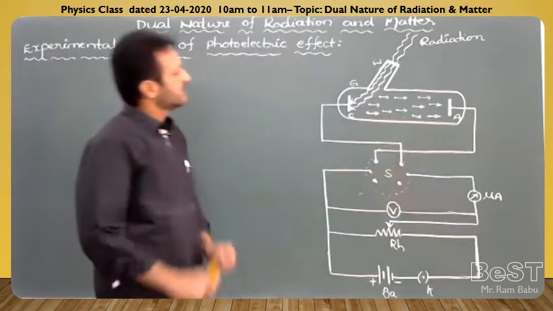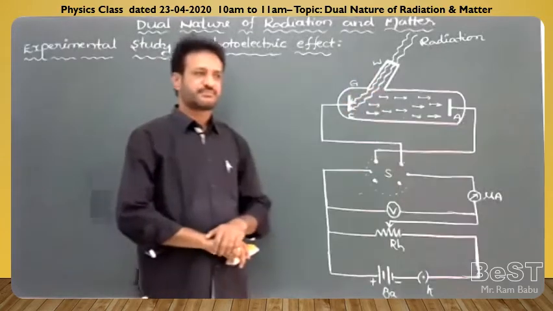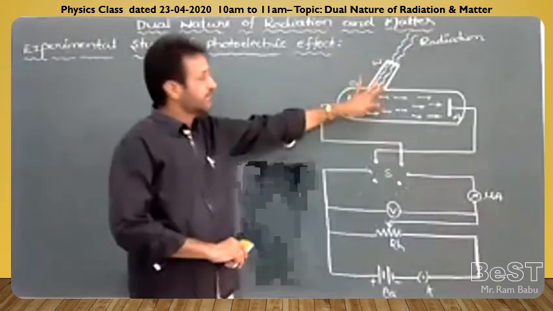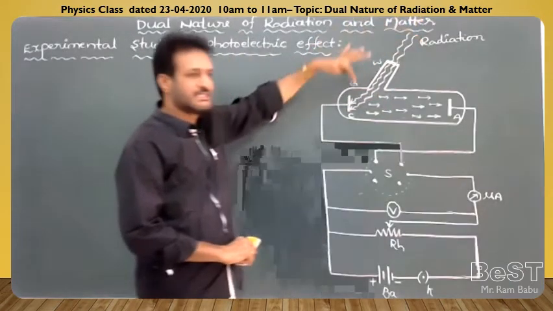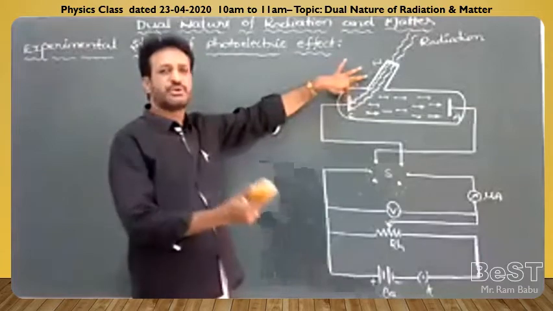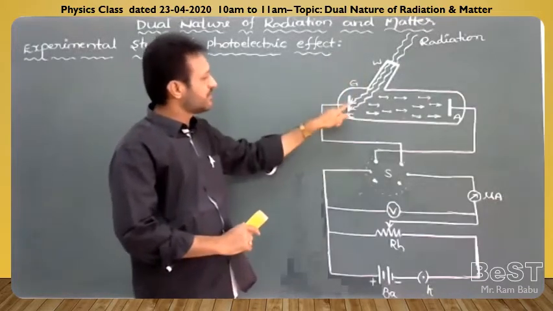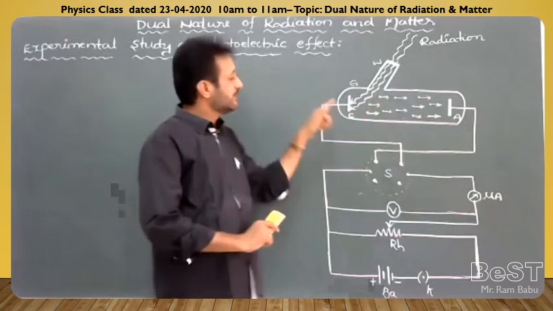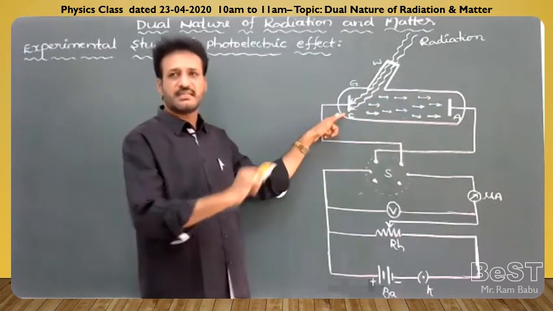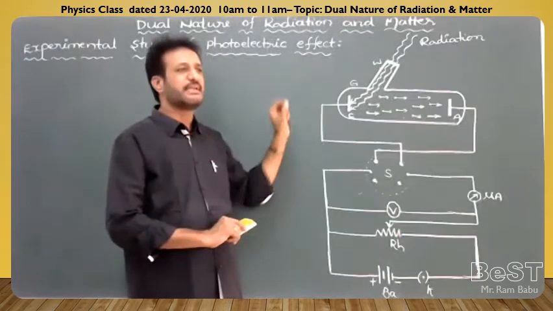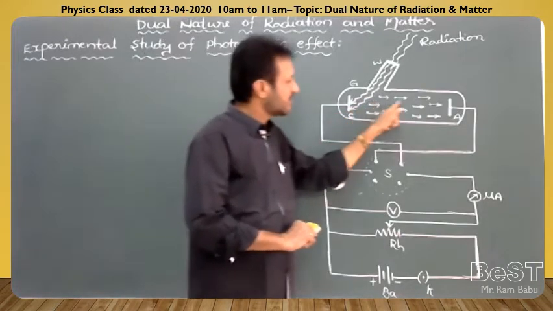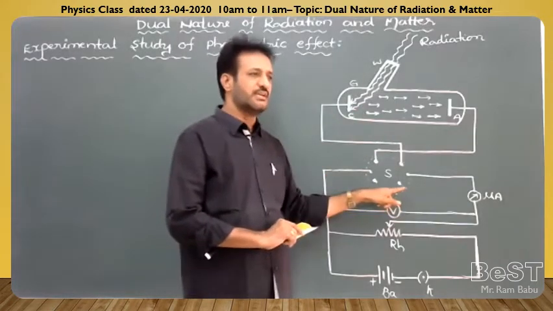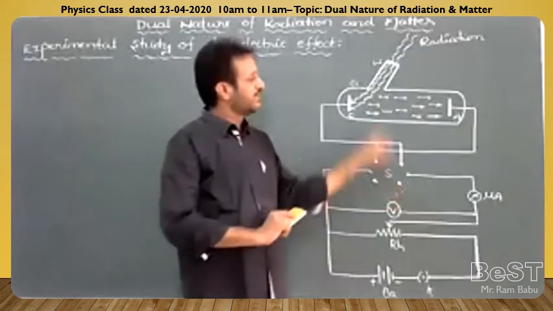So the entire process of emission of electrons from the surface of the metal when radiation of a suitable frequency falls on it is called the photoelectric effect. The electrons emitted from the metal are called photoelectrons. The metal which emits electrons is called photosensitive material, and due to the electrons there is a flow of current in the circuit. The current flowing in the circuit is called photoelectric current.